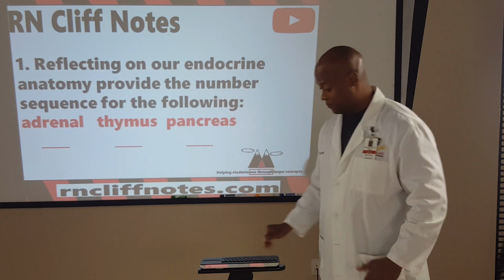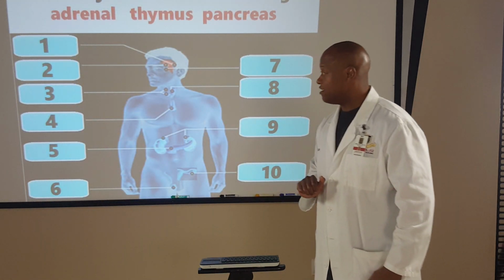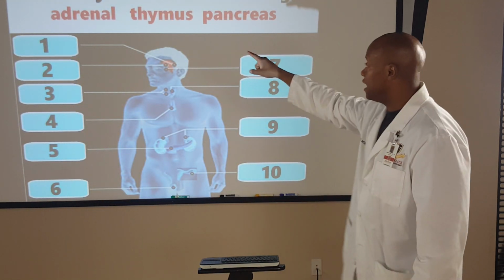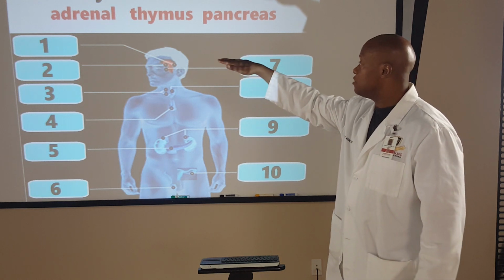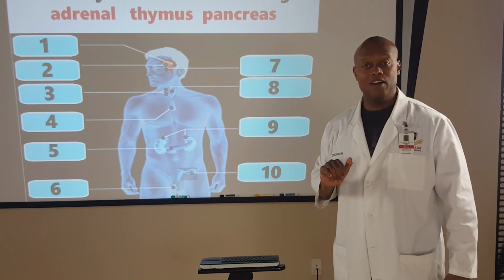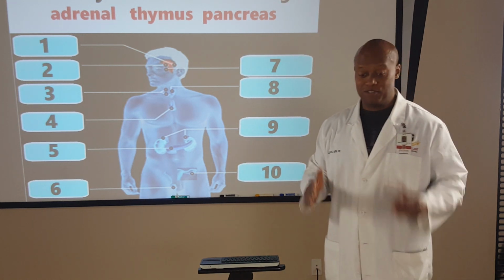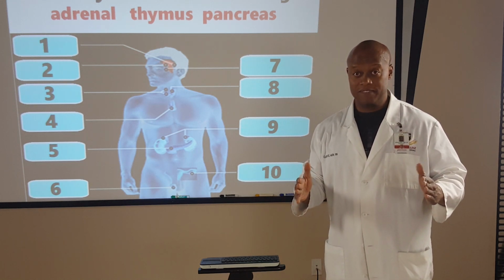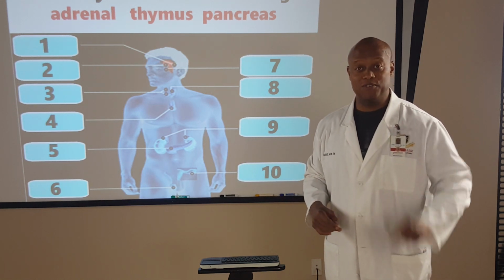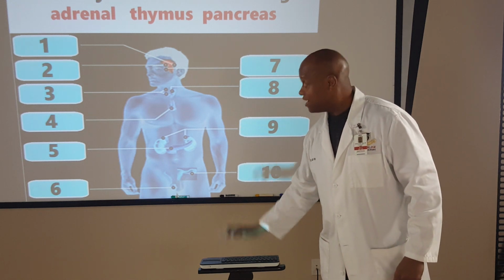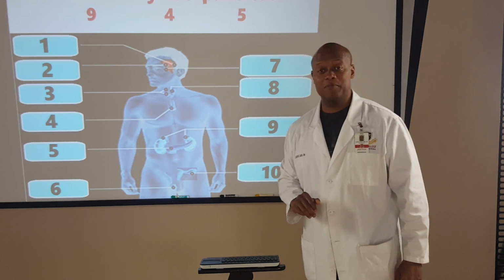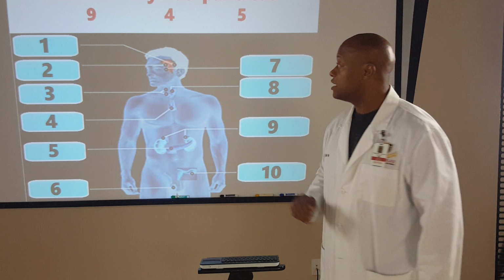Ready? Here we go. So there it is. So we're identifying each of the following: adrenal, thymus, and pancreas. Go ahead and jot that down. Okay, and you should come up with a sequence of numbers. And pause the video if you need to. Here we go. All right, this is the number sequence you should have come up with.